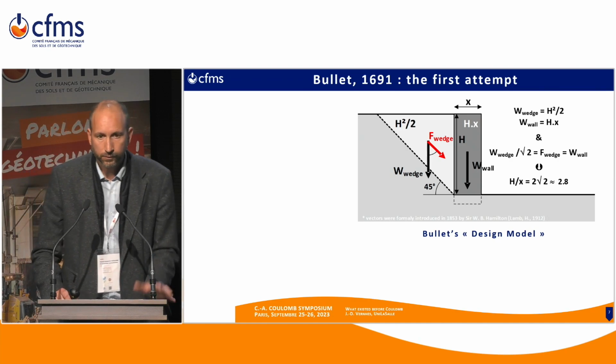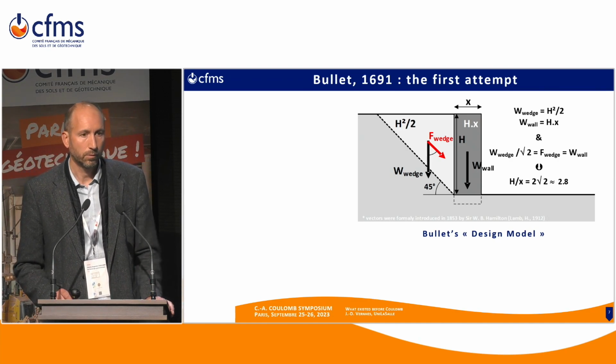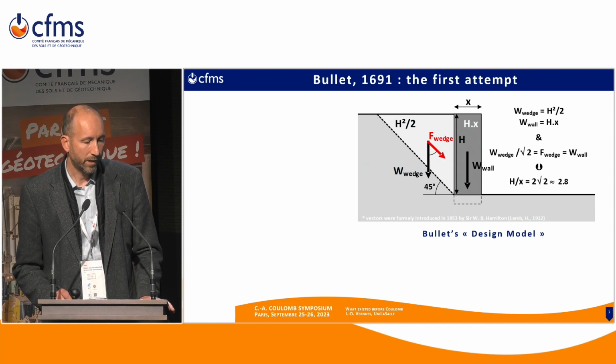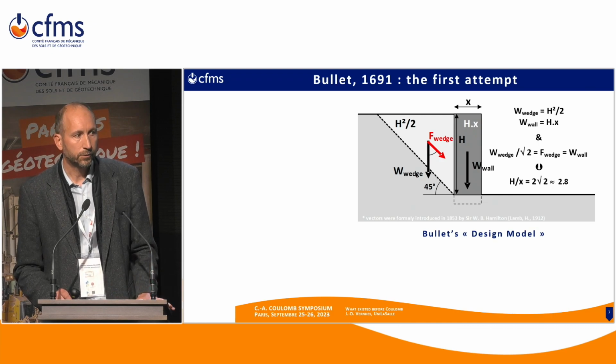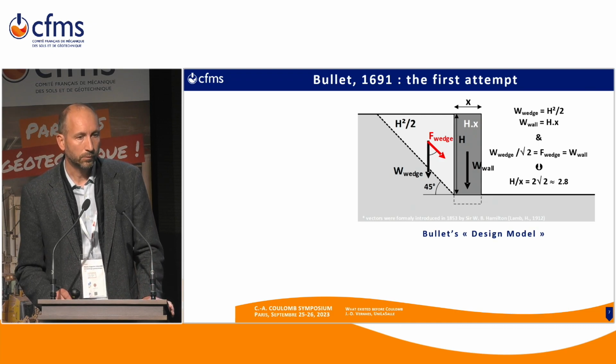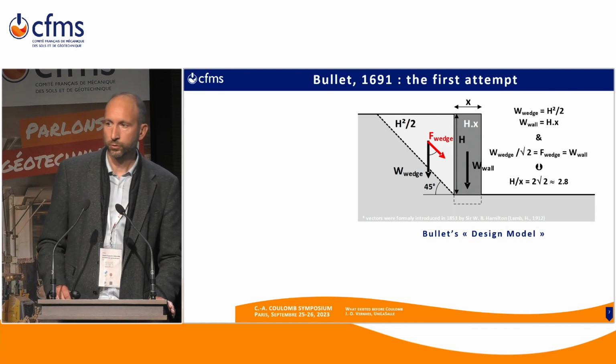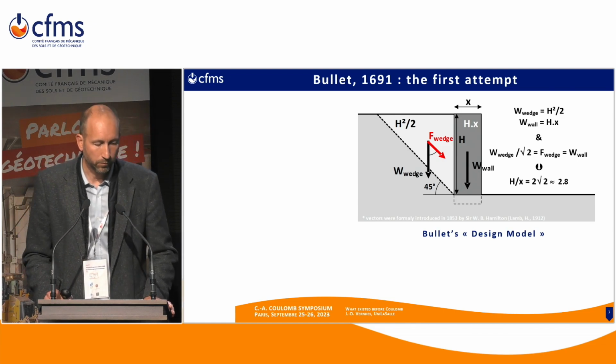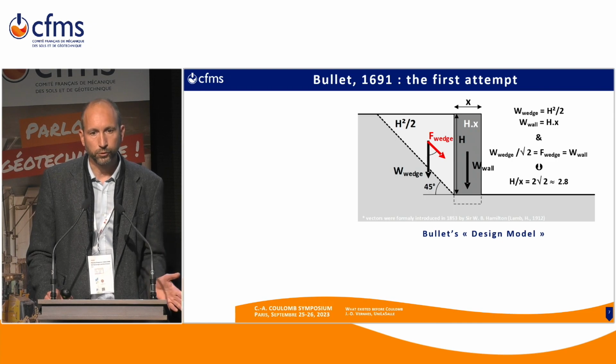But as you see there, he finds a slenderness ratio value, h over x, of almost 3. This value ranged into those Vauban had found or decided to impose on all the military community, which ranged from 2 to 5.